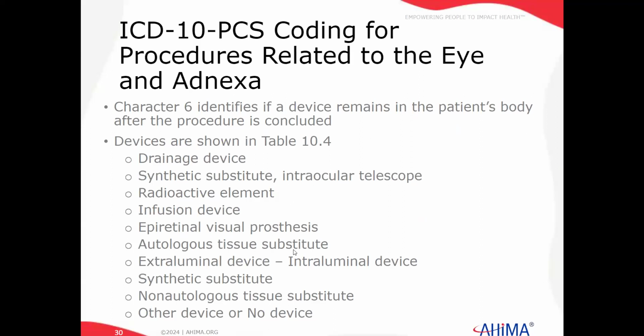The 6th character will discuss whether a device remains in the patient's body after the procedure is over. And some of these devices include such things as drains, synthetic substitutes, intraocular telescopes, radioactive elements, infusion devices, visual prosthesis, extraluminal devices, and some of the other ones named here.